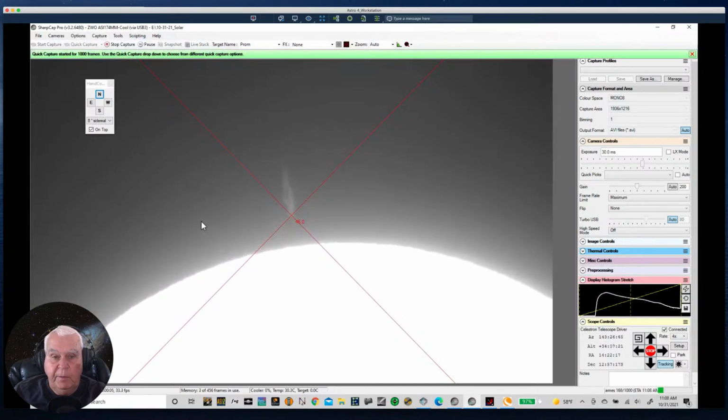But I wanted to share that with you because this prom is, I've been imaging the sun now for a number of years. This is the largest I've ever seen. And this past week, while I was imaging the sun, right before the bad weather came, I was imaging the surface, and I saw a bright flare occur.